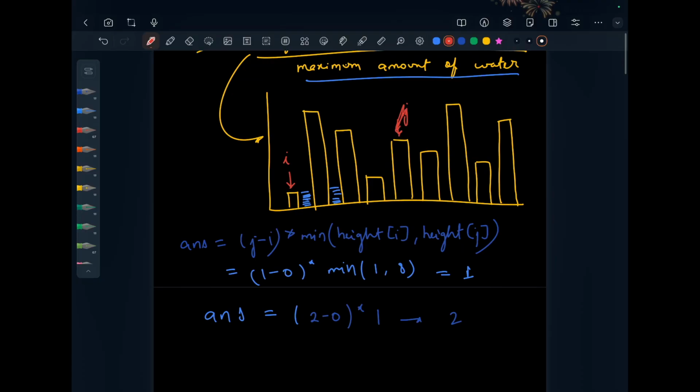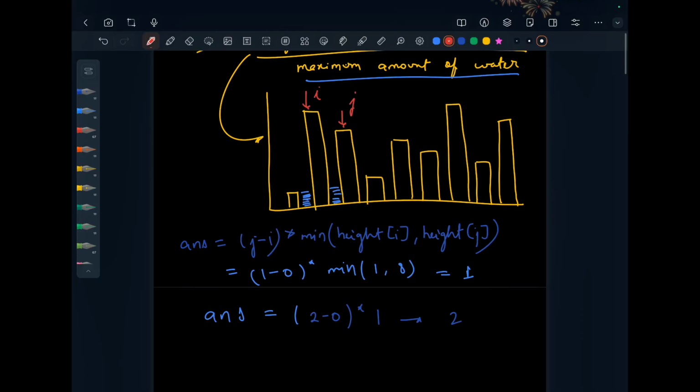Similarly here, then here, here, so the max amount of water you can fill from these pillars is 7 into 1, right? Which is 7, because only the distance is increasing, height will remain 1, if we are considering these pillars. So our max answer is 7 till now. Now the j completed its iteration. After j completes its iteration, we can move our i and j.